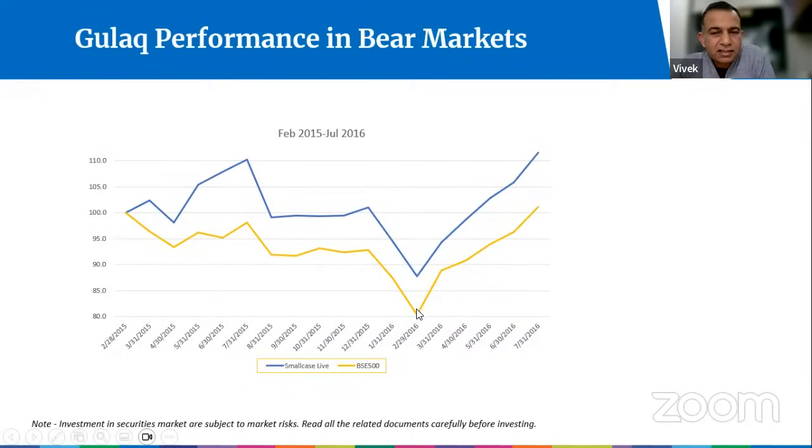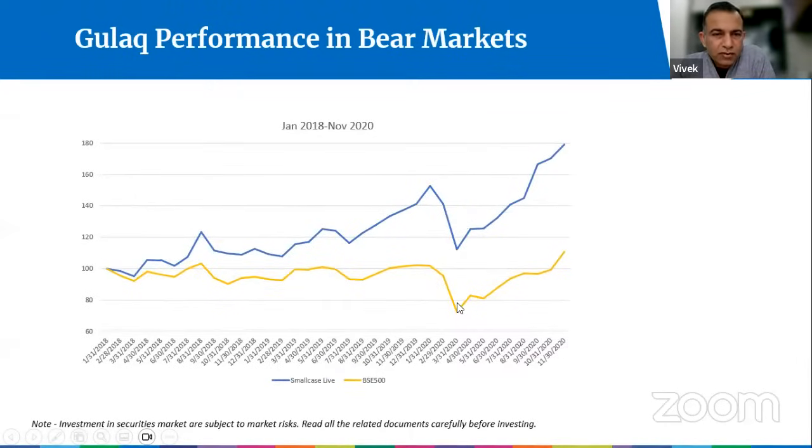This was the next bearish phase in 2015-16. So starting from Feb 15 to July 16, about 1.5 years, markets fell 20%, then recovered. So in 1.5 years, it gave about 0% returns. We also fell, and during this 1.5 years, Gulaq gave about 10% returns. Yeah. And the third was during COVID.